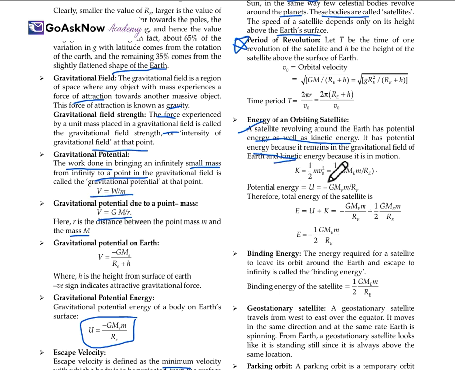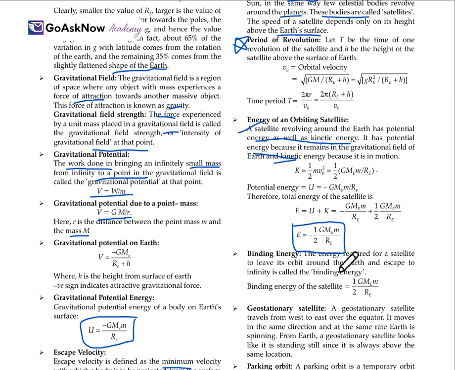So K will be equal to half m v0 squared, which is equal to half GMe m upon Re. So this is the kinetic energy. Then the potential energy U is equal to, as we have studied, minus GMe m upon Re. Therefore, the total energy will be the sum of the potential and the kinetic. When we substitute the value, we get total energy equal to minus 1 by 2 GMe m upon Re. This is the energy of an orbiting satellite.